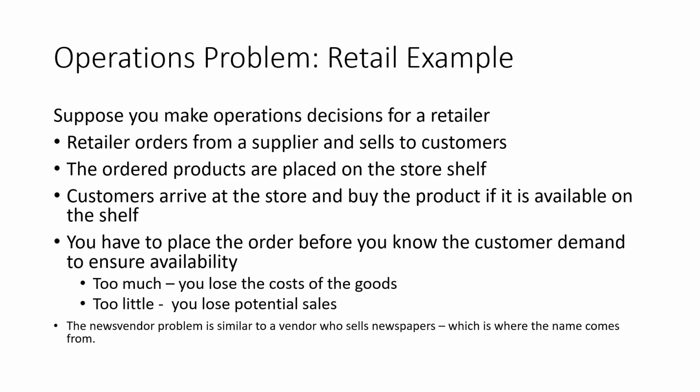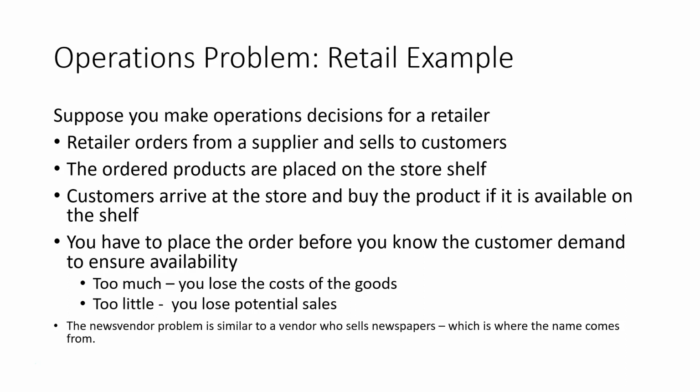So the ordered products are then placed on the store shelf, and customers arrive at the store to buy the product if it is in fact available on the shelf. So they're ready to pay $10 for it. So imagine now that you have 100 customers that want to buy from you, and each one is willing to pay $10. There's $1,000. You made $1,000 worth of money, 70% of which is profit on your sales.